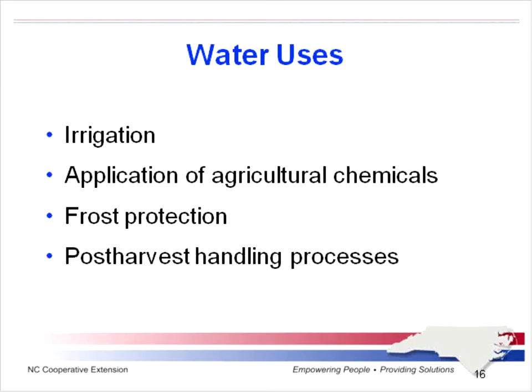I've mentioned this already, but irrigation is not the only use of water on the farm. We also are talking about water that's used for agricultural chemical applications like fertilizer spraying, nutrient spraying, foliar, or pesticide management sprays: weeds, insects, and disease. We're also talking about water that's used for frost protection, or as I mentioned in the packing house, for post-harvest handling operations.